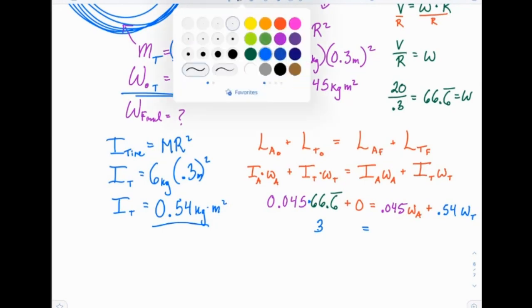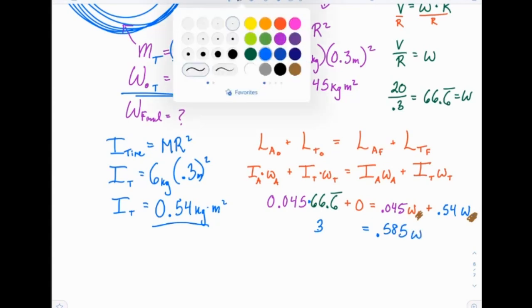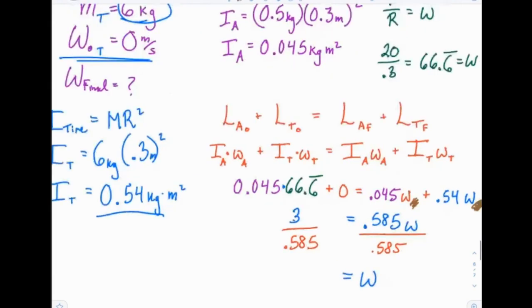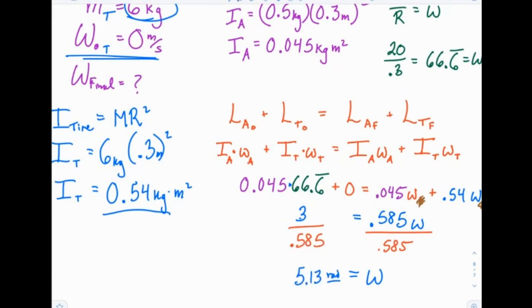At the end, I know that these two objects are moving together. So I'm just going to ignore which one's which here. And then I notice that I can actually add those together. So what I'm going to get is 0.585 times my angular velocity. So then to solve, I just need to divide both sides by 0.585. And I get an angular velocity of 5.13. And that's going to be in radians per second because it's an angular velocity. And that's my answer. So both of these together are going to be rotating at 5.13 radians per second after the arrow hits the tire.